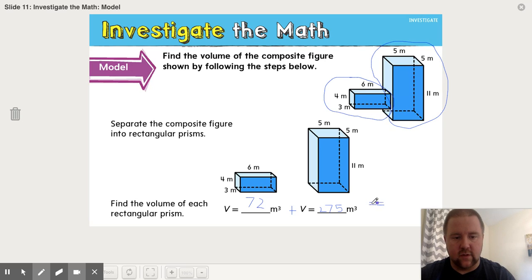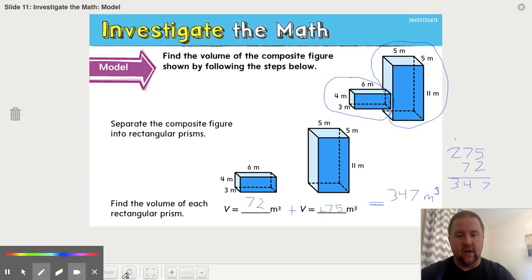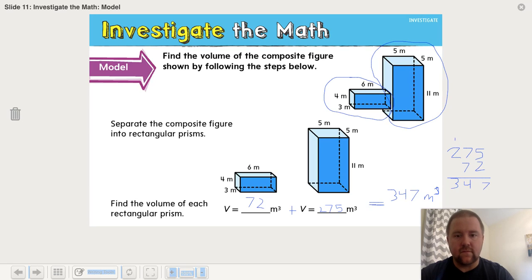Oops, should be an equal sign. All right, and then we do 275 plus 72. That gives me a 7, a 4, carry the 1, a 3, so it would be 347 meters cubed. Again, meters cubed because this is a three-dimensional figure, so that's why we have the 3 there for cubed. When we're talking about volume, we're always cubing our units. So this example here is a great example to use for finding the volume.